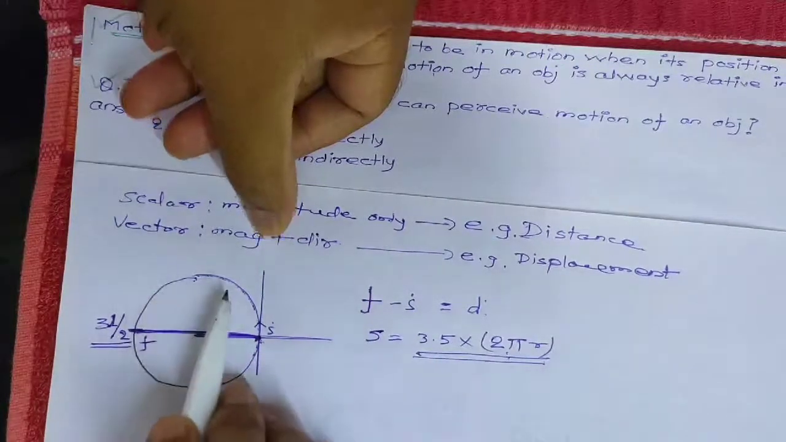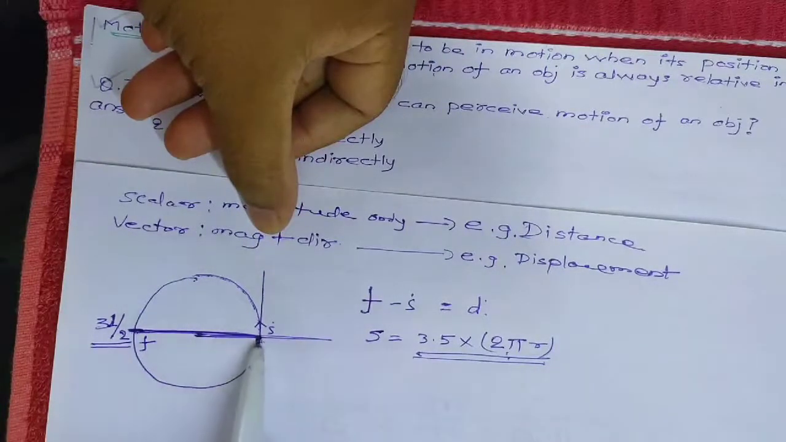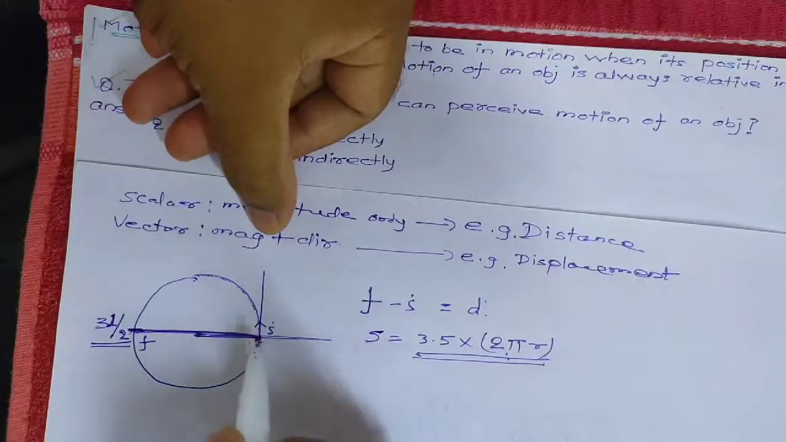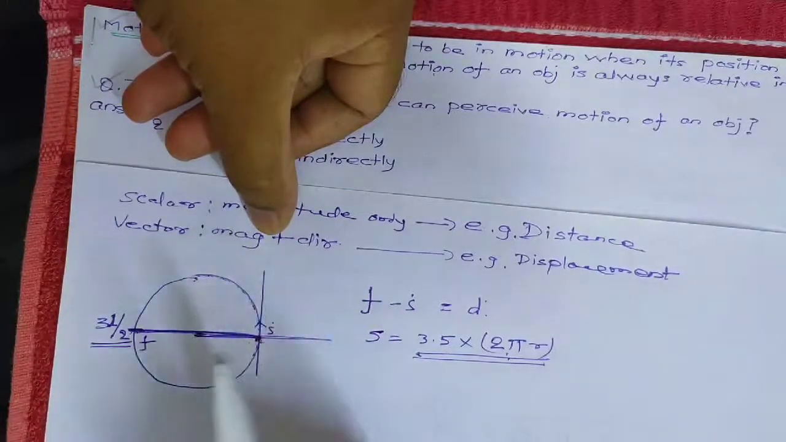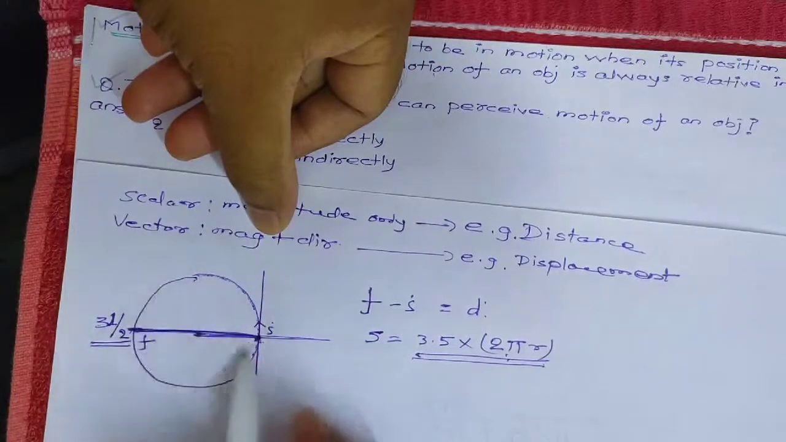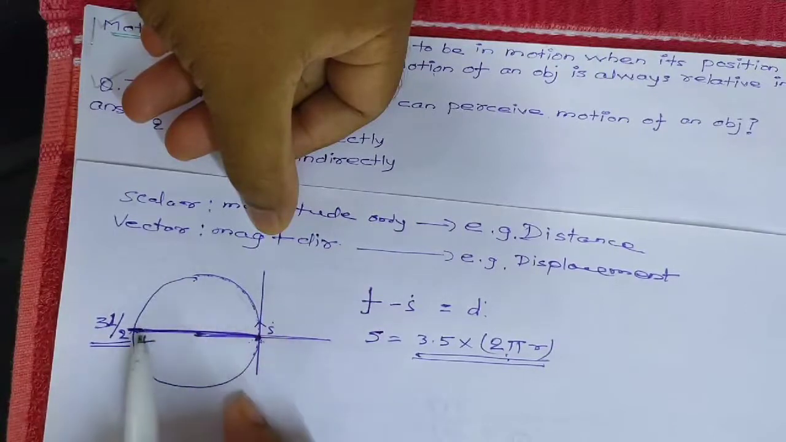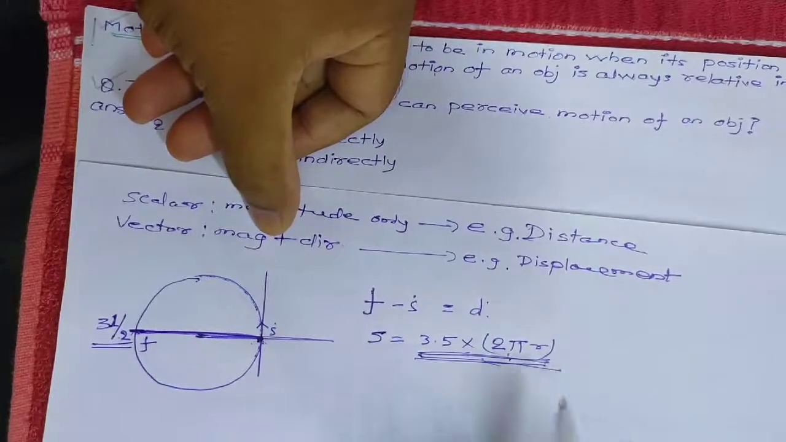So what is displacement? Displacement is the shortest distance between the final and initial position. It is the shortest distance, please pay attention. And distance is the length of the route. First round, how much is the length which we have covered? 2 pi r. Second round, 2 times 2 pi r. Similarly, 3.5 times 2 pi r. So that is what I'm saying.